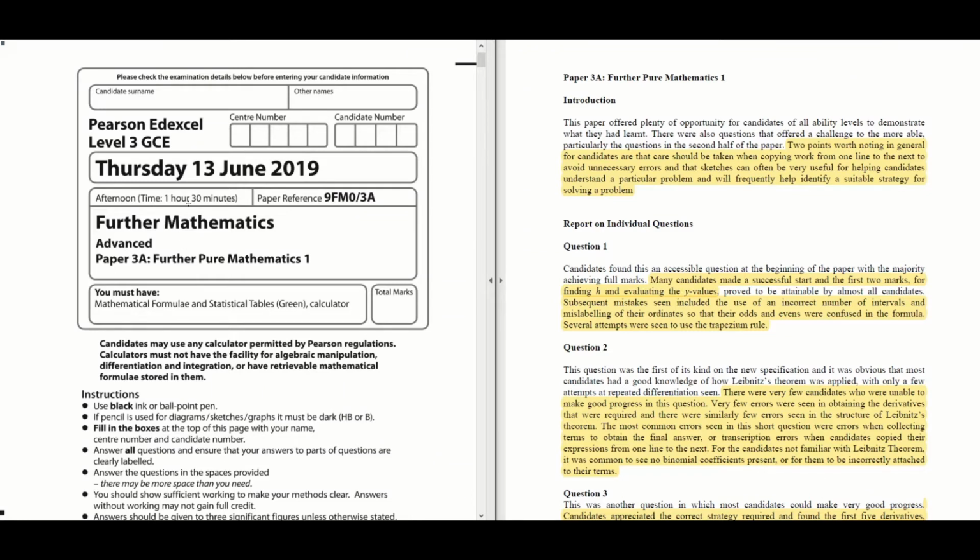Okay, so examiner's report wise for this paper, this paper offered plenty of opportunity for candidates of all ability levels to demonstrate what they learned. There were quite a couple of difficult questions in this paper. There's 2 points which the examiners mention.